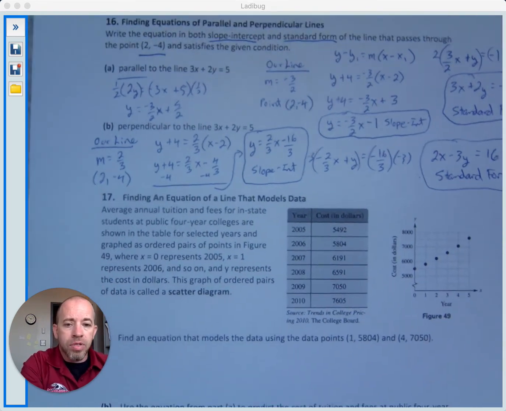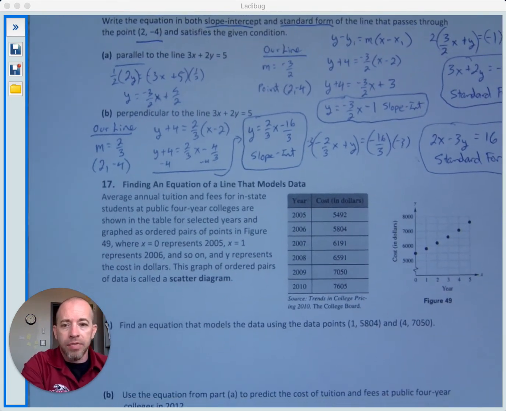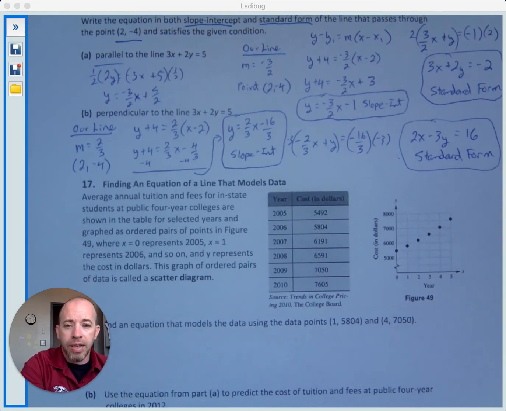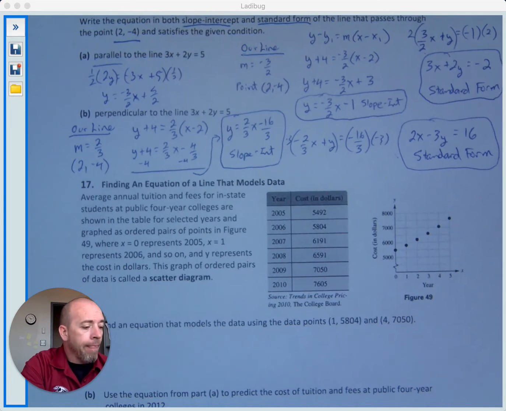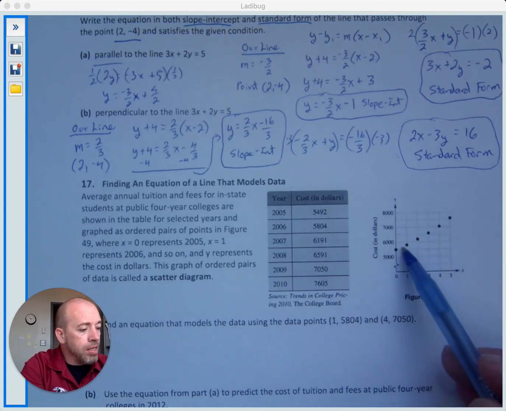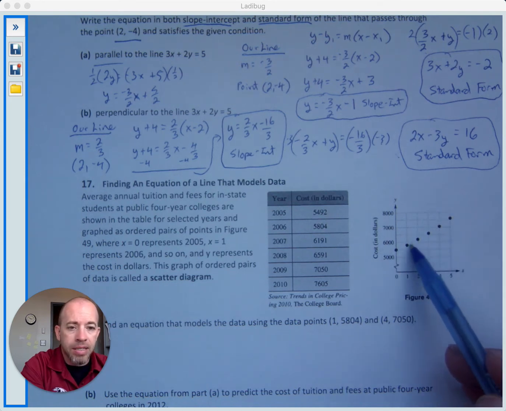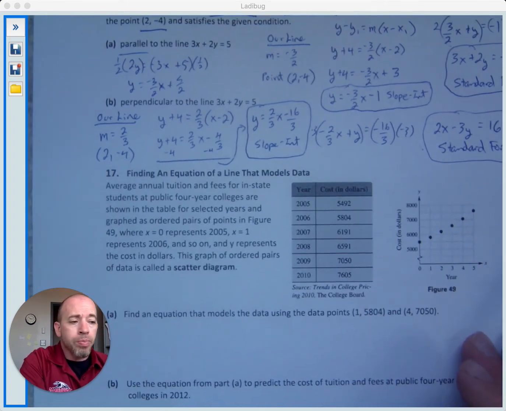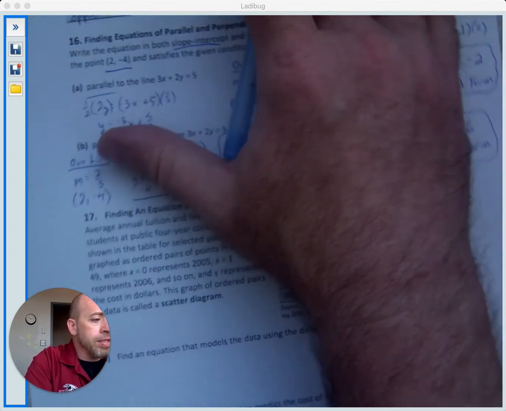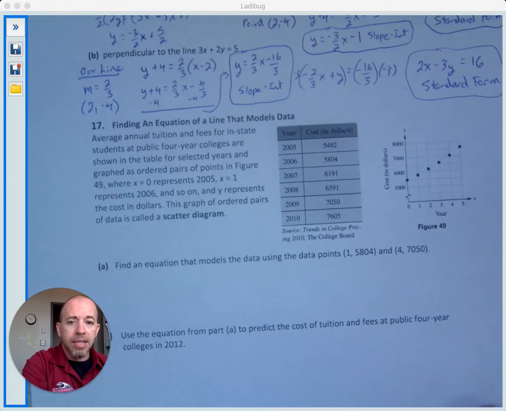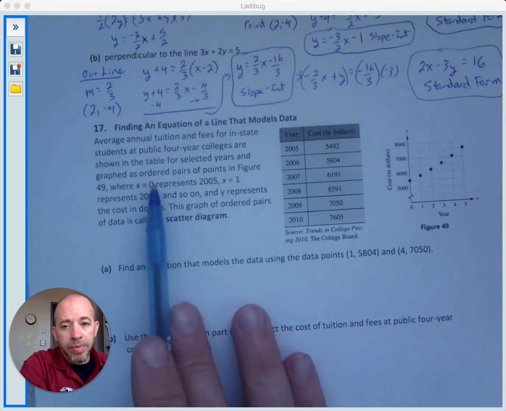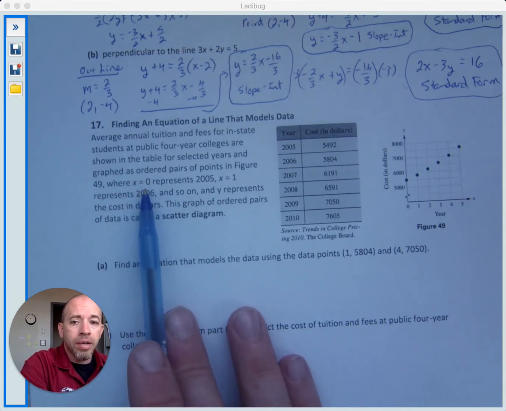So this gives you some data on tuition and fees for in-state students at public four-year colleges from the years 2005-2010. The scatter diagram was made, and we're going to say this is approximately a line, not exactly a line, but it's pretty close, and so we're going to try to use a line to predict what will happen in the future from this data. Of course, I know this is pretty far in the past, but we're also given some other information just to make the numbers a little smaller.